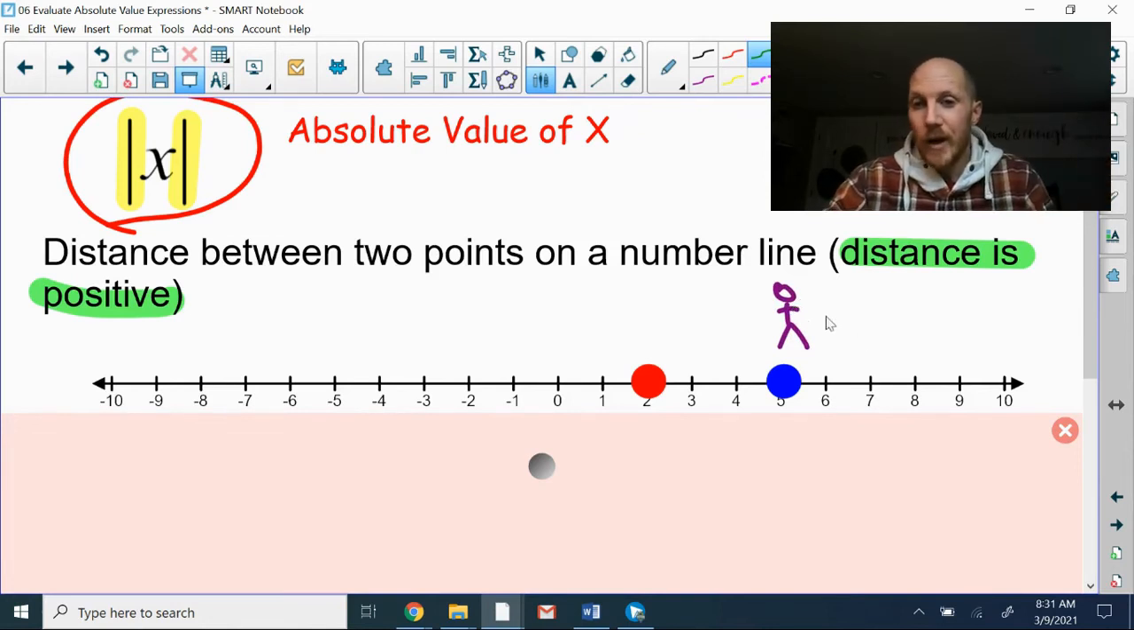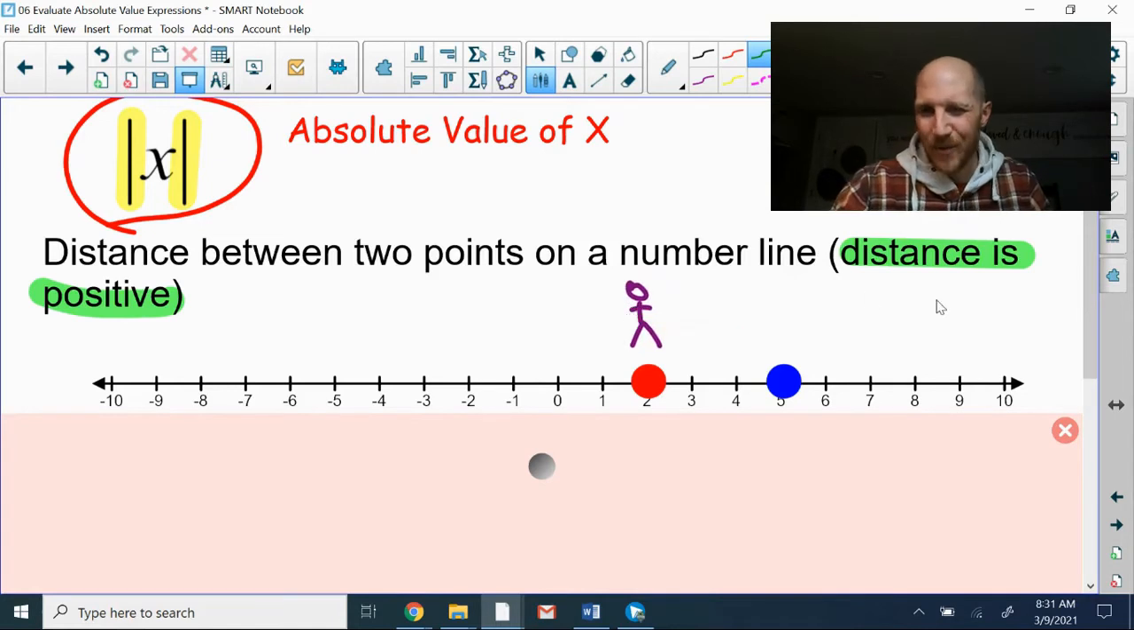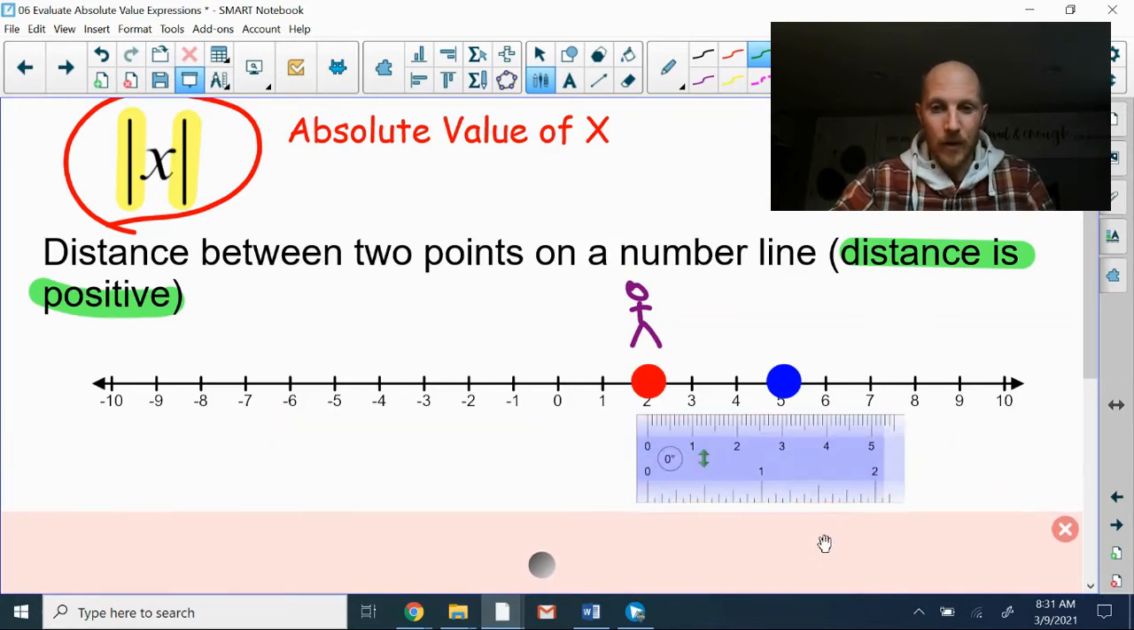What if you started on the blue dot, though, and you had to go the other direction to get to the red dot? Would that make any difference? 1, 2, 3. Do we call that -3? No, we don't. Distance is always positive, right? And it's kind of an anecdotal proof. You think about measuring distance, we usually use something like a ruler, a tape measure, something like that. And there are no negative numbers on a ruler, right?